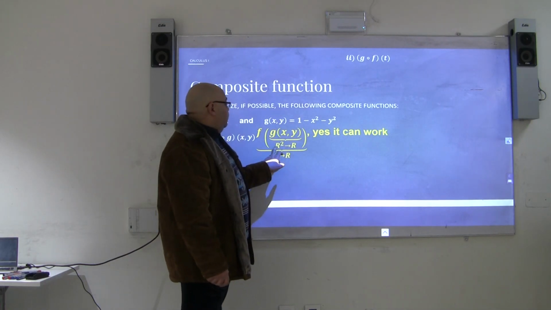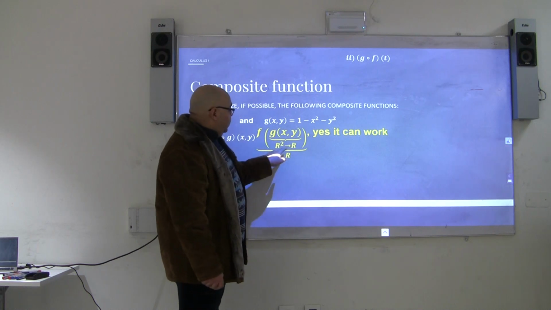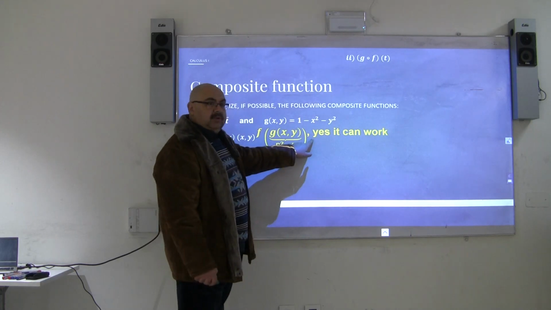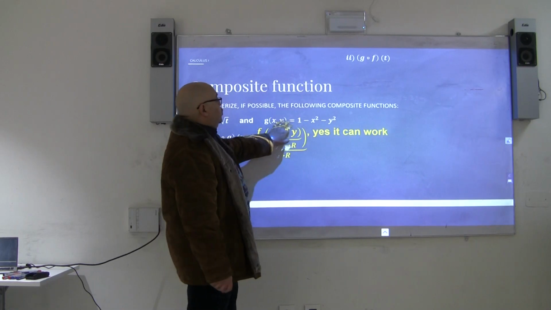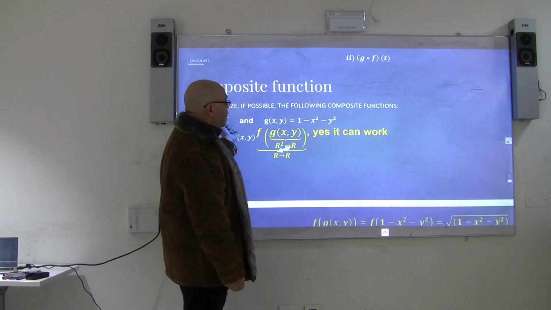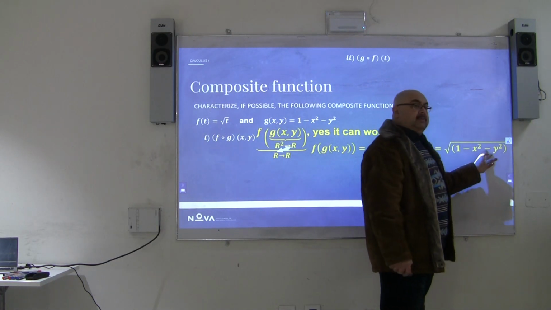The inner function will run from R2 into R. The outer function is from R to R. Remark, they are equal to each other, see? Equal to each other. Then it is possible. Yes, I can. Okay, how to do it? I will take the function which is 1 minus x squared minus y squared. This value, I will put it inside the root. So now I will have a root of 1 minus x squared minus y squared.